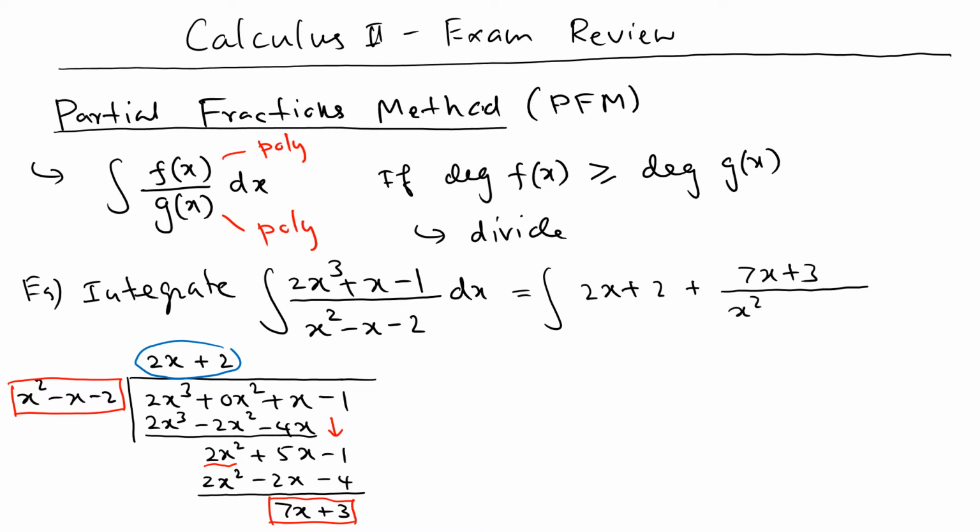So it is x squared minus x minus 2. So that's what happens once you divide. You get the quotient and the remainder divided by the divisor. You have to write it in this form. Now you can see you can integrate simply.